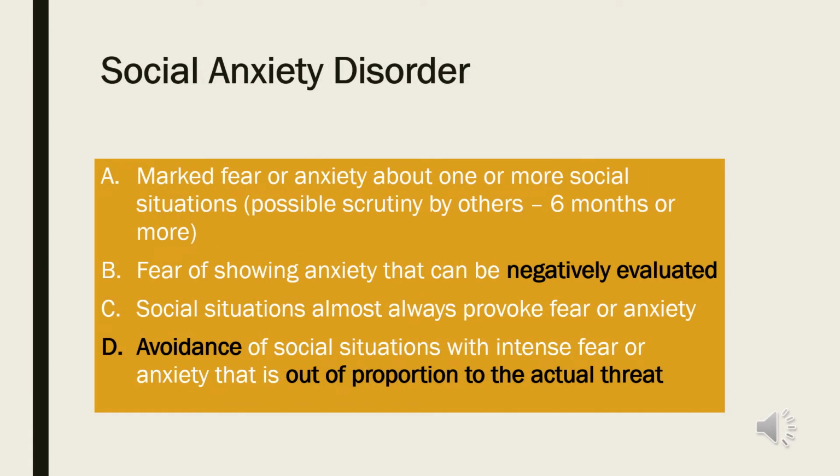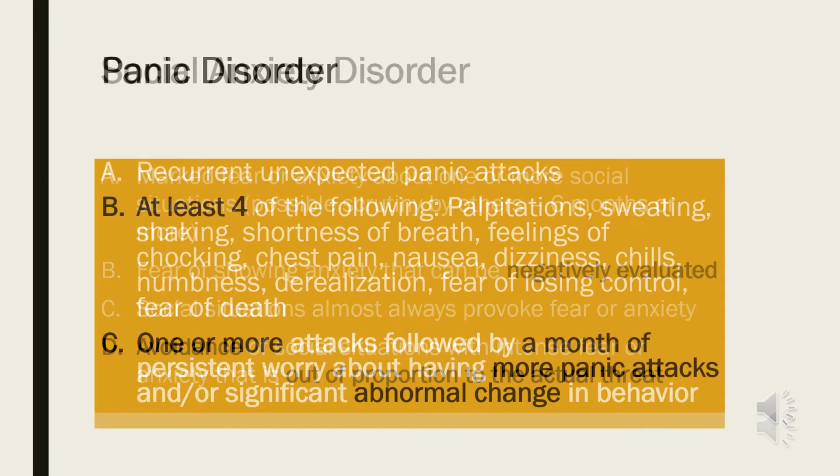Key symptoms of social anxiety disorder are marked fear or anxiety about one or more social situations, fear of showing anxiety, and the possibility of being negatively evaluated by other people by showing these symptoms of anxiety. And social situations almost always have to provoke fear or anxiety, and there is avoidance of social situations, or intense fear or anxiety that is out of proportion to the actual threat.